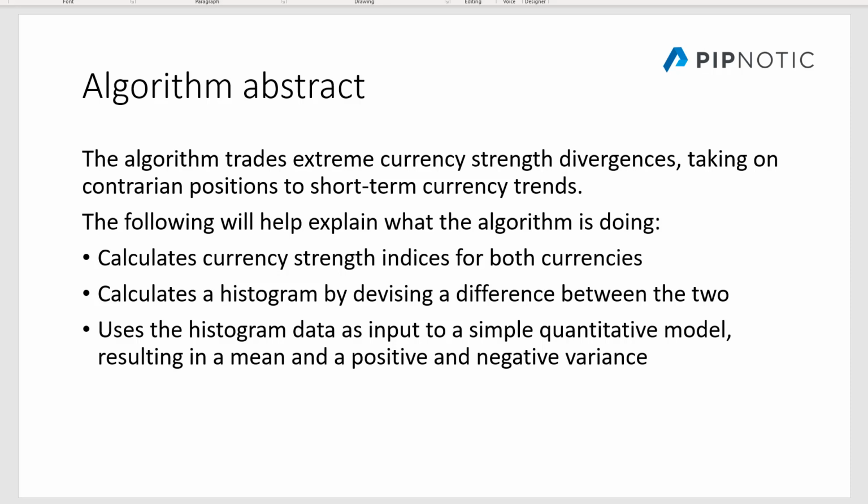Okay, so you have the input, which is a histogram. It goes into this quantitative model, which calculates variances for the histogram. And when it sees the difference in the strengths of these two currencies moving up into these extreme variance levels, positive, negative variances, well, then it's using this as entry criteria, and it's doing so with a high degree of accuracy as well.